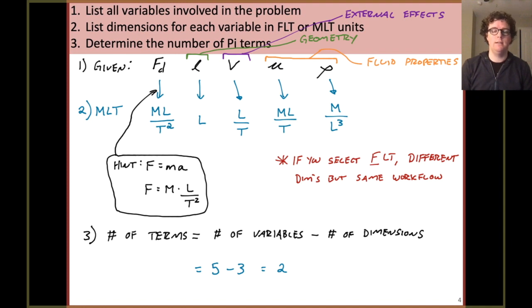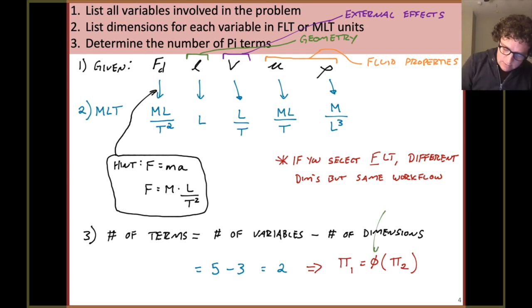So 5 minus 3 equals 2. We're going to look for 2 pi terms. And so at the end of the day, the relationship we're after is going to look something like this. Pi 1 is equal to some function, so that phi that's written here just means some function. We don't know what that relationship is, but we know there is a relationship. So pi 1 has some relationship to pi 2.